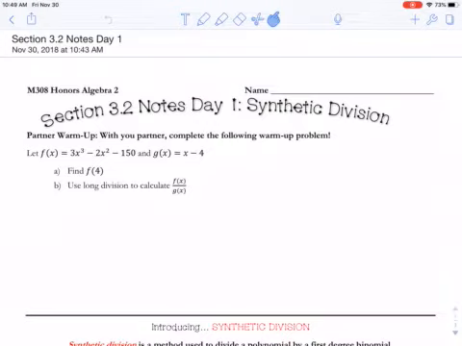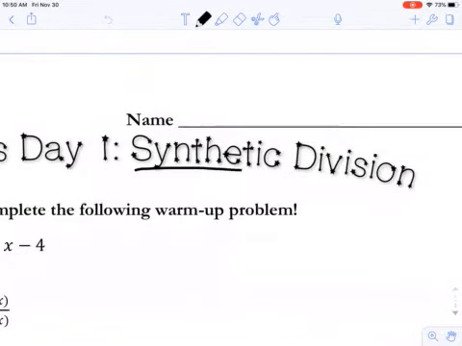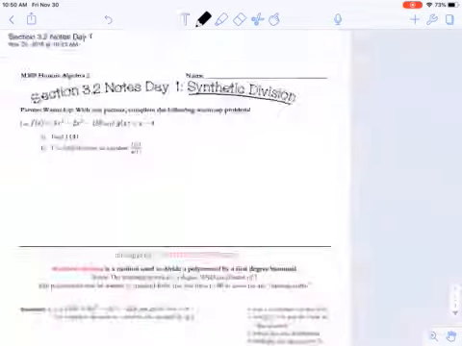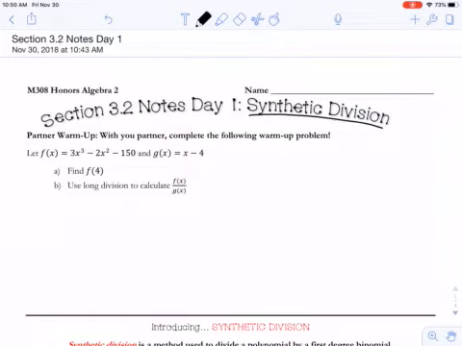Oh, hey guys, just listening to my synthetic music. Why, you ask? Because today we're going to be doing synthetic division. Welcome to Chapter 3, 3.2 Notes Day 1, Synthetic Division.